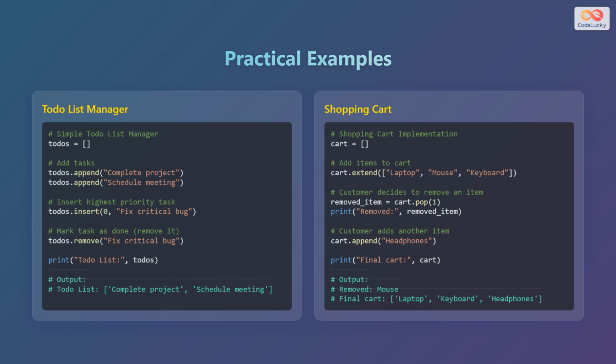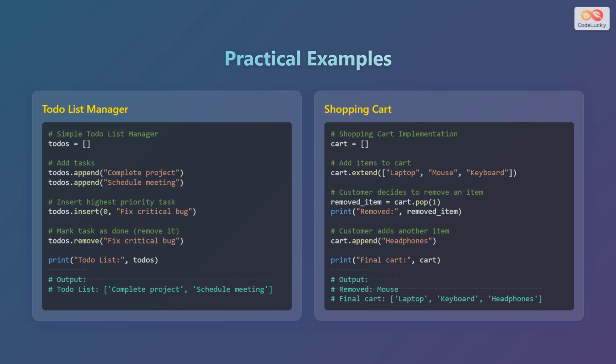Let's explore some practical examples of these list methods. First, let's look at a simple to-do list manager. We use append to add tasks, insert to prioritize a task by adding it at the beginning, and remove to mark a task as done. The output shows our updated to-do list.